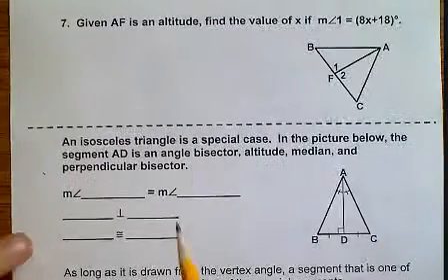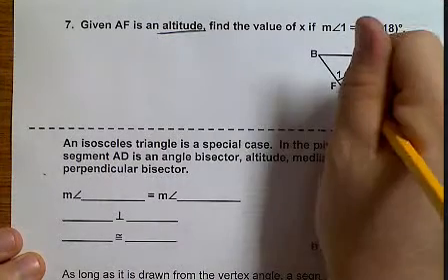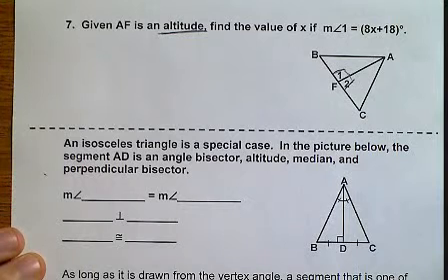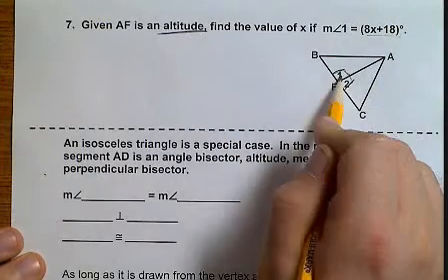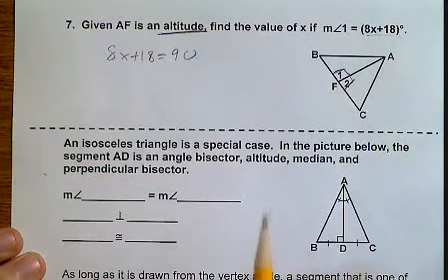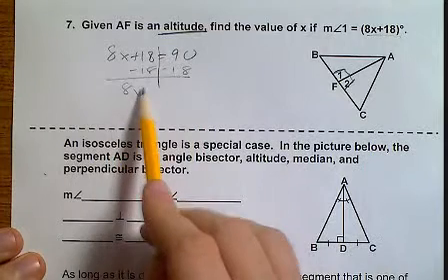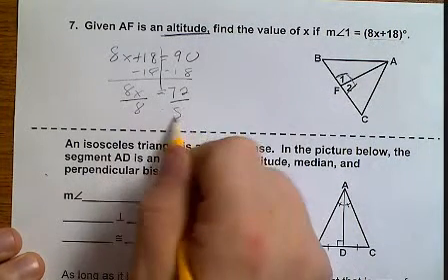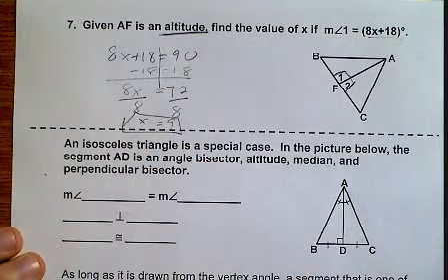Okay. Given that AF is an altitude, altitude means that it hits the side at right angles. And it says the measure of angle 1 is 8x plus 18. We know because of the altitude this is a right angle. So 8x plus 18 equals 90. We subtract 18. 8x equals 72. Divide by 8. And x happens to equal 9 again.